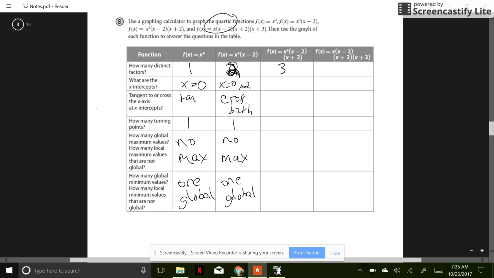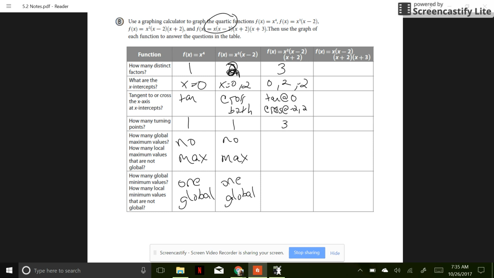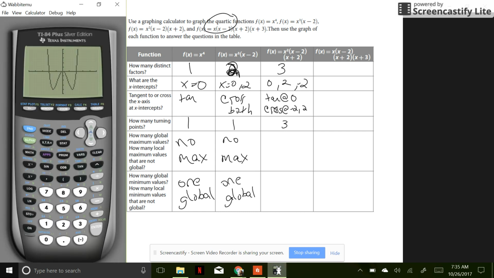So we've got 3 factors, 0, 2, and -2. It was tangent at 0, and then it crossed at -2 and positive 2. We said that there were 3 turning points. Now, since there are 3 turning points, that means there should be a total of 3 maximums and minimums. So let's check. Looking for maximums, we're looking for hills. We've got 1 hill at x equals 0.